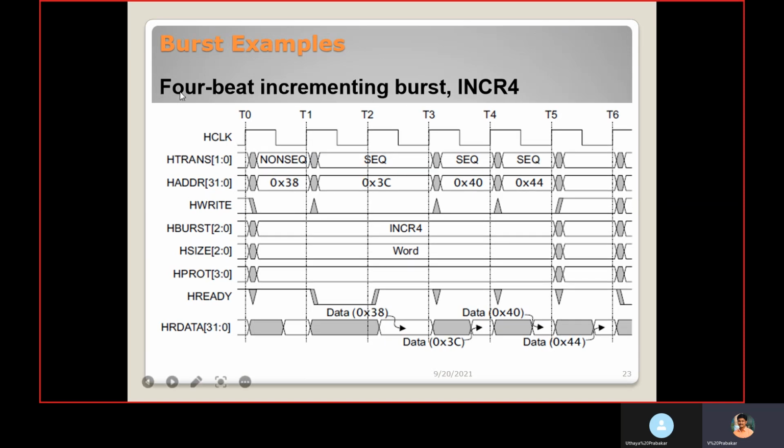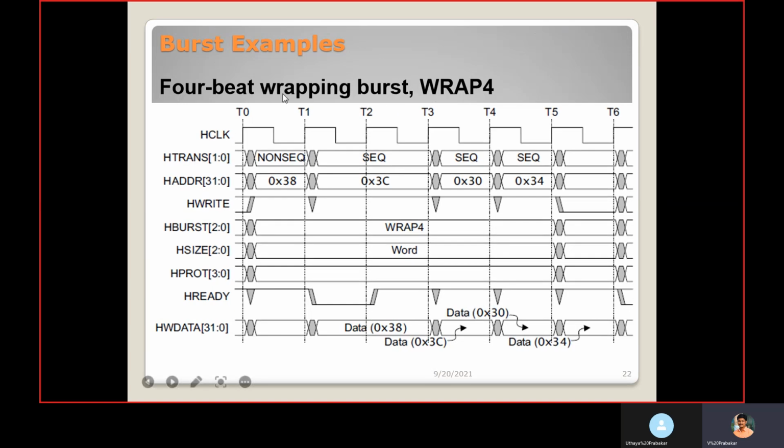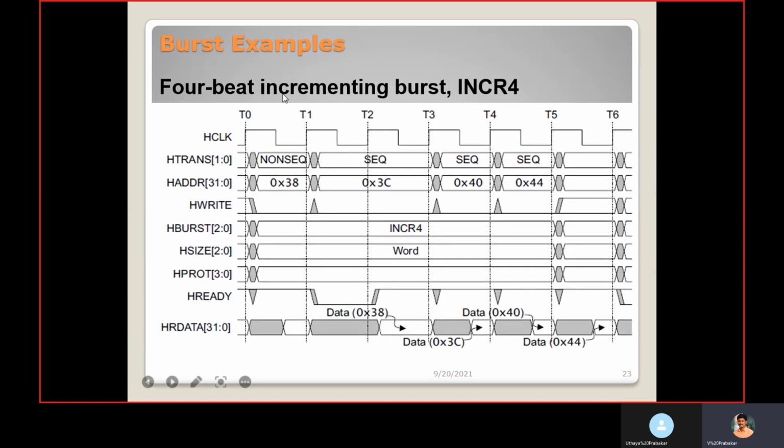Then here is another example, a 4-beat increment burst. The earlier one was a wrap burst. Here it is an increment burst. Increment burst means there is no particular boundary to wrap around. It starts with a non-sequential transfer. The starting address is 38, and it will increment by 4. It's 3C. Again it will increment by 4. It's 40. It will increment by 4. It is 44.